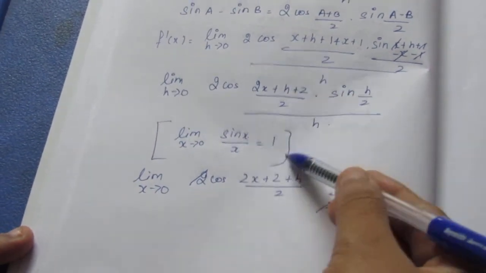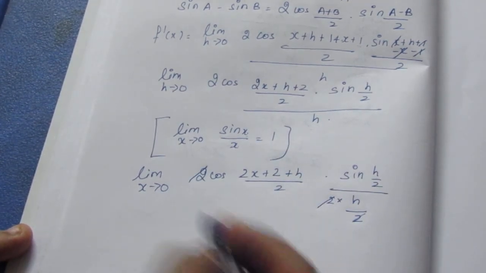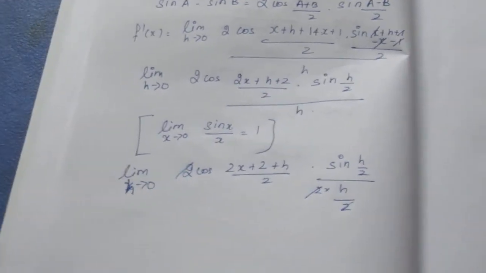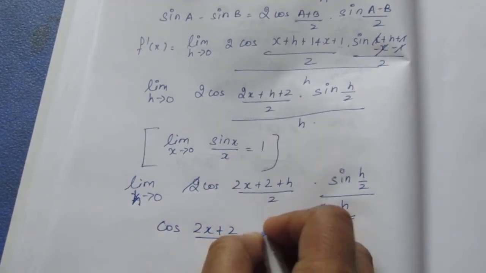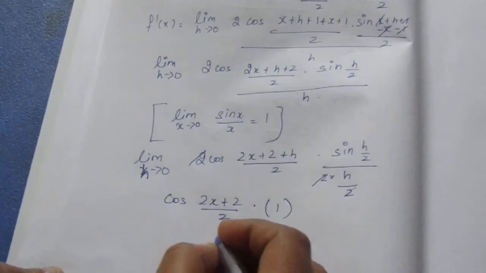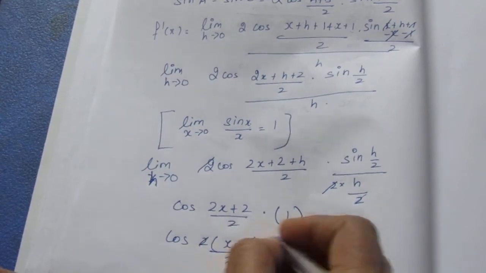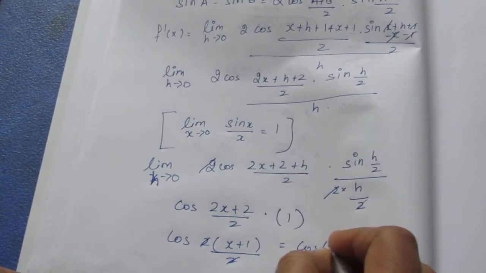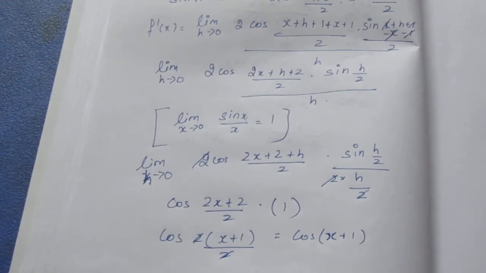We have taken this to this form. Now substitute the limit h tends to 0 in the sum. It becomes cos of 2x plus 2 by 2, into 1 because of this formula. Now we are taking 2 common, and this goes off. Now it becomes cos x plus 1. So the derivative of sin x plus 1 is cos x plus 1. That's all with the sum. Thank you.